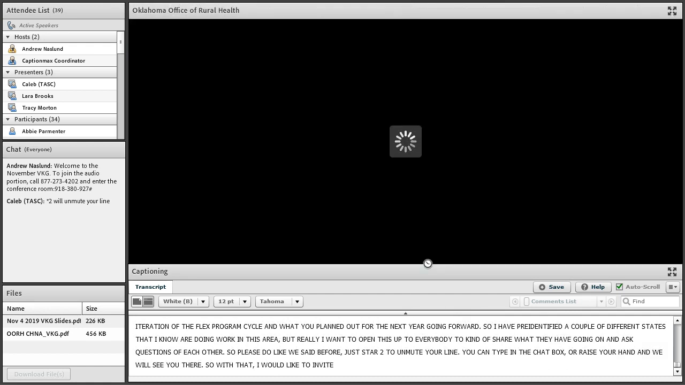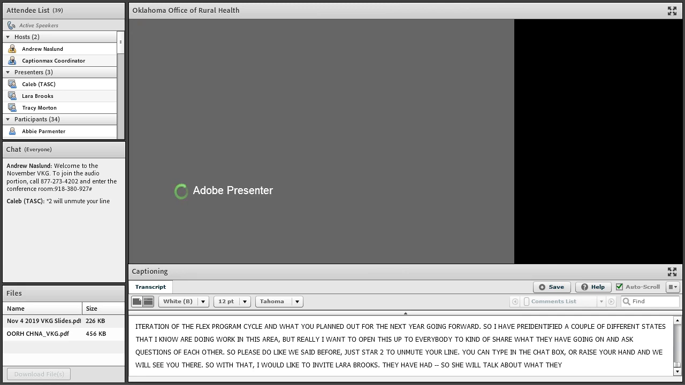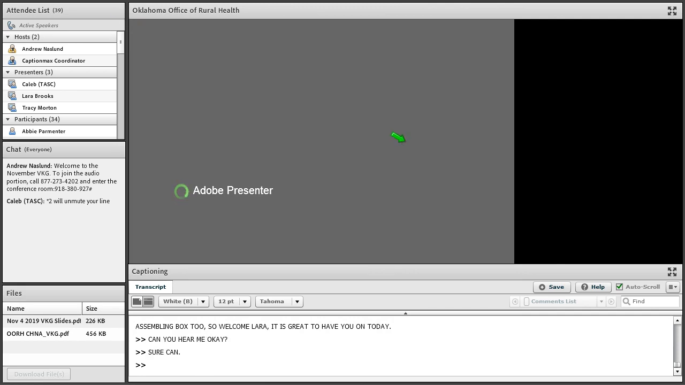So that's actually what the latter part of the call is going to be about: hearing some different examples from state FLEX programs about what you're doing within these different activities, based on what we've seen with the work with the community health needs assessments in your state over the last iteration of the FLEX program cycle, and what you've planned out for the next year going forward.